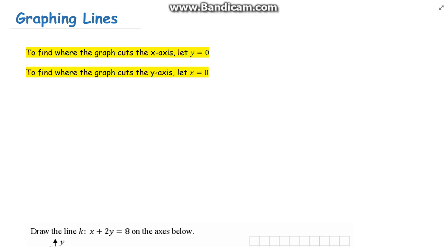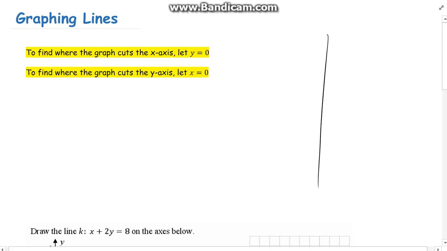Okay, so we're going to look at graphing lines and points of intersection in this video. You need to know this off by heart, and you should already know it. To find where a graph cuts, crosses or intersects the x-axis, you let y equal 0. And vice versa, to find where it cuts the y-axis, you let x equal 0. So it's always the opposite. When they're talking about x, you let y equal 0, and when they're talking about y, you let x equal 0. You should know that all off by heart anyway.